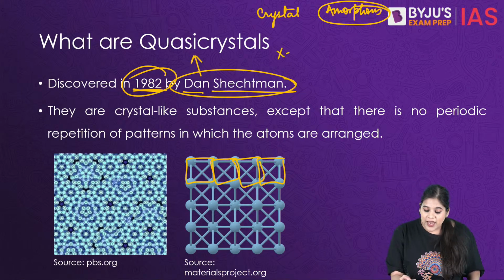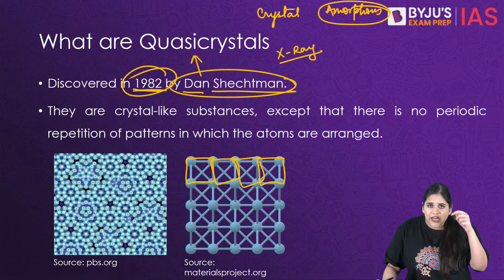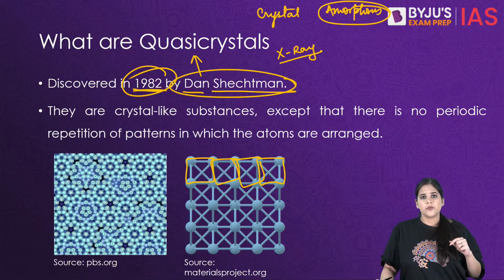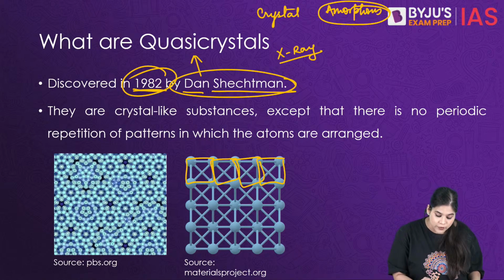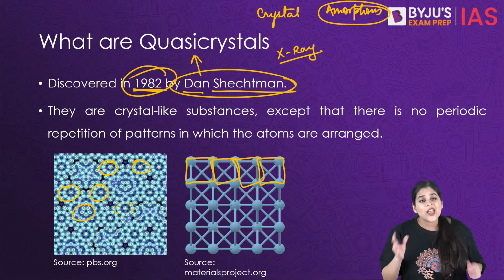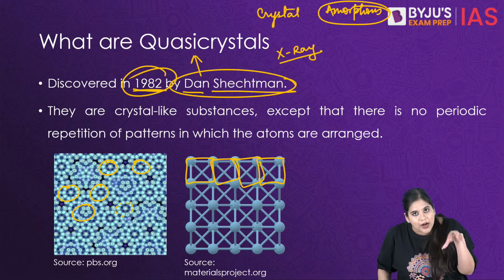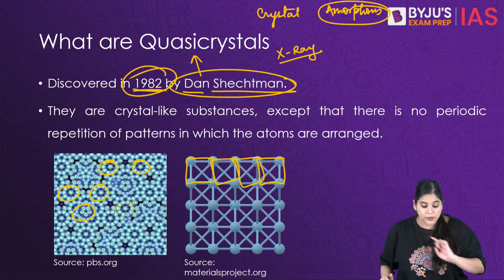He was doing X-ray analysis of certain products, and he identified that some of them have a proper pattern. For example, you can see over here. So these have certain patterns all across, but these patterns were not periodically repeating as seen in pure crystals. So there are patterns, but the patterns are not repeating.